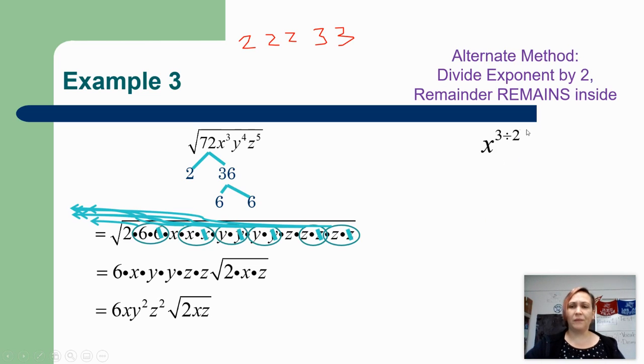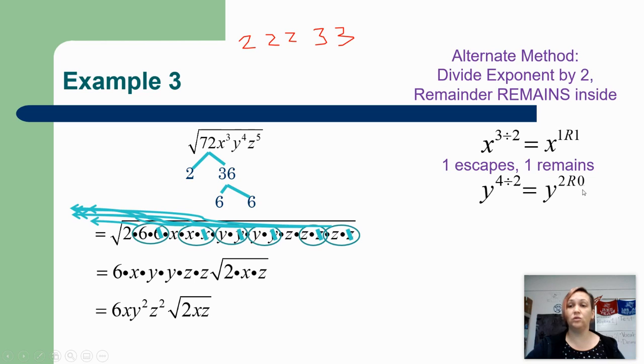So looking at my letter x, I'm going to do 3 divided by 2. 2 goes into 3 once with a remainder of 1. So that means that 1 x gets out here, and 1 x remains inside. Okay, 1 out, 1 remaining. Let's try the letter y. It was 4. So 4 divided by 2 is 2 with no remainder. That means that 2 y's get out and none remain inside. And that's exactly what we got, right? Y squared on the outside, and there are no more y's on the inside.